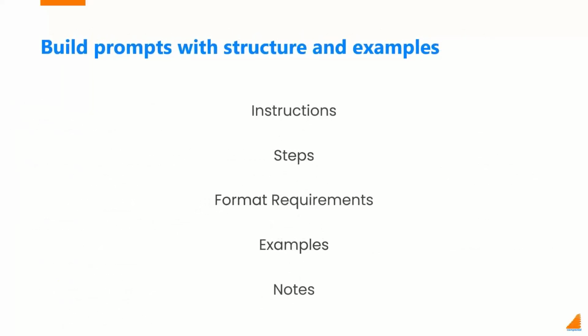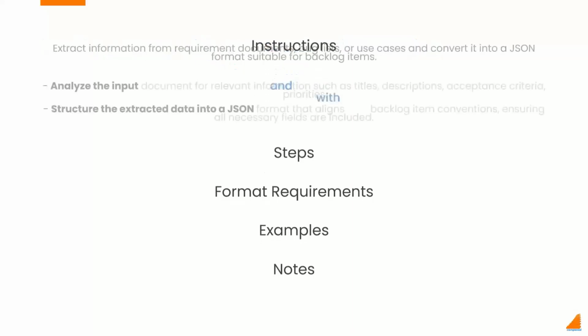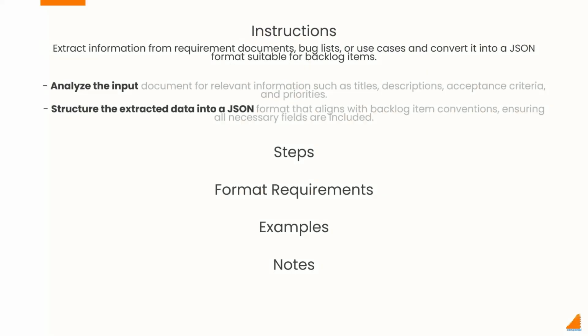So if we go through individual sections, instructions, steps, format requirements, examples, notes, through the way we use them on our backlog management helper, we start with instructions. And nobody really struggles with instructions. Even our 3-sentence prompt at the beginning had instructions. We all know that when talking to AI, we should include what do we actually want from it. Extract the information, analyze the input, structure the extracted data into JSON. So instructions we know how to work with, but the other 4 are the ones that we sometimes forget.